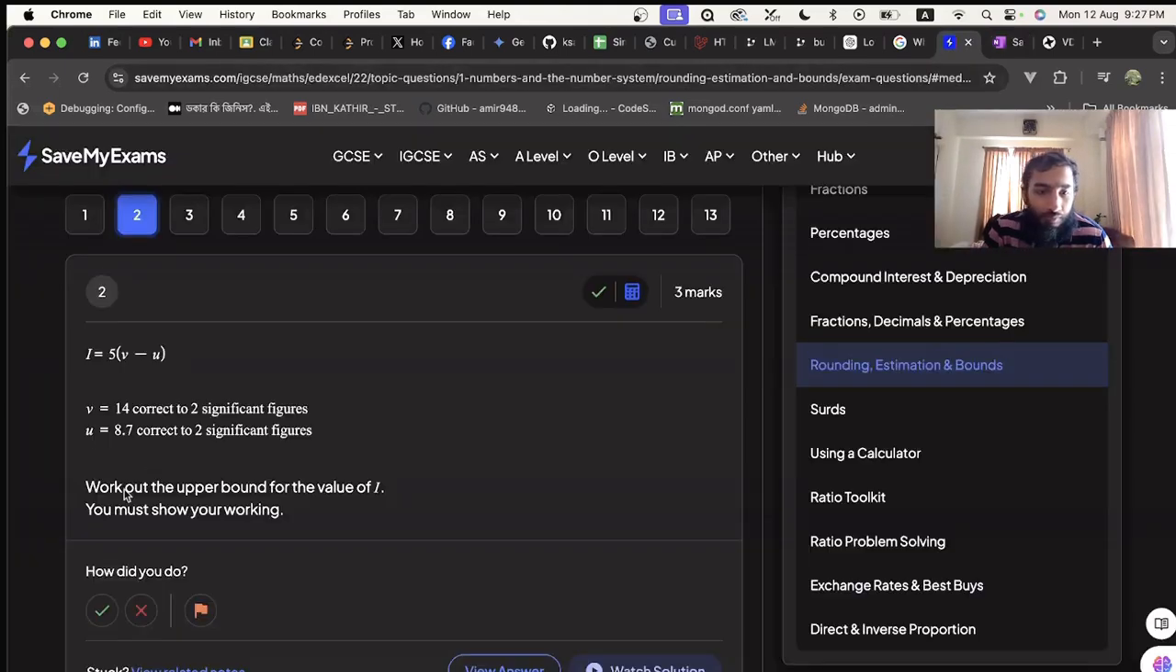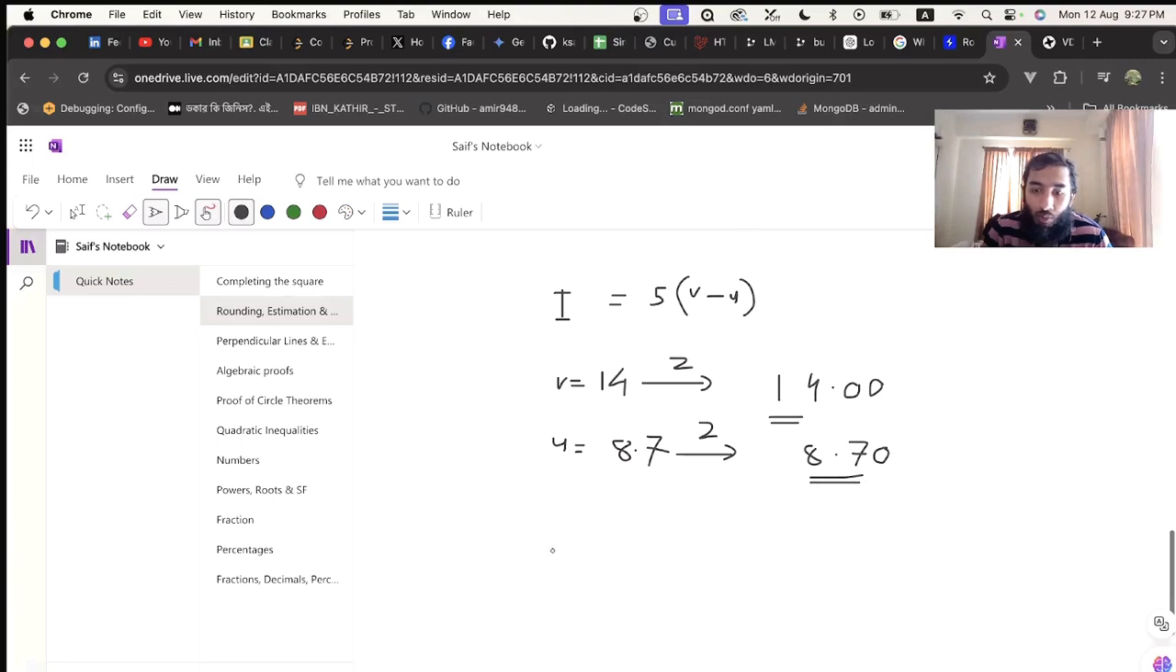So work out the upper bound of the value of I. Let's figure out the value of I. I is 5 multiplied by v minus u. If I use the values of v and u, let's use 14 minus 8.7 for simplicity. So this is what?